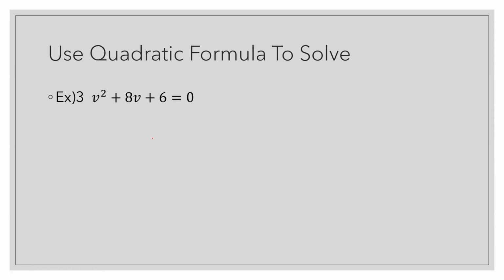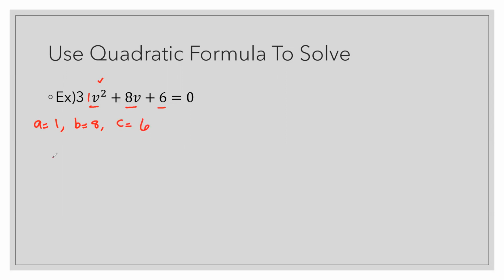Example 3, use the quadratic formula to solve. So first check if we can. I believe so because we have 3 terms and the power is 2. Okay, so what's my a value? My a value is actually 1. My b value is 8, and my c value is 6.